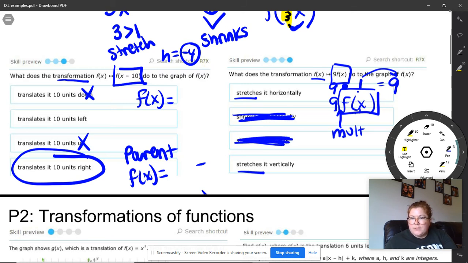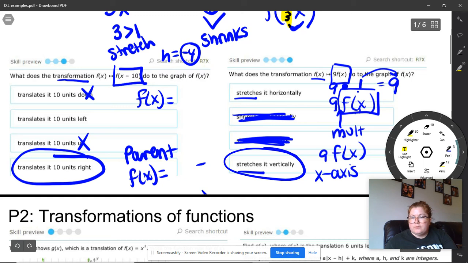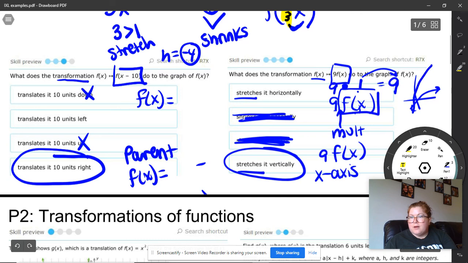We know that since this number is on the outside of f of x, it is going to be stretching off the x-axis. So that's going to be a vertical. It's the opposite. So if I took this function, let's say it's like this, it's going to go much bigger. So it's a vertical stretch. If there's a number on the outside, then it's a vertical stretch. If there's a number on the inside of the parentheses, then it's a horizontal stretch.